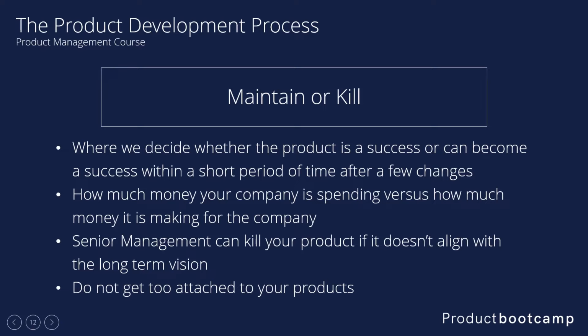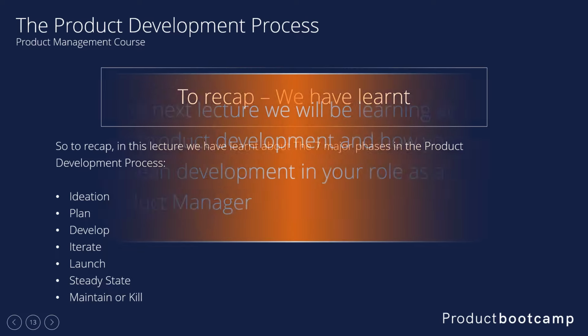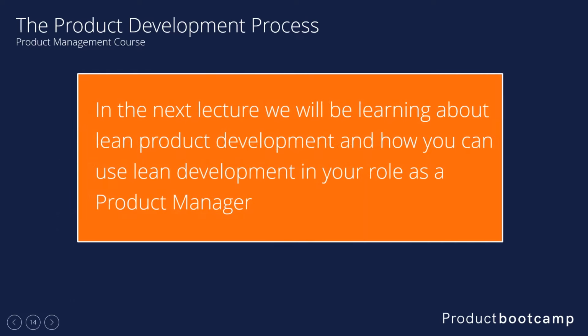So, to recap, in this lecture, we've learned everything we need to know about the product development process. We've covered the 7 major phases of the development process: ideation, plan, develop, iterate, launch, steady state, then maintain or kill. In the next lecture, we'll be learning about lean product development and how you can use lean product development in your role as a product manager.